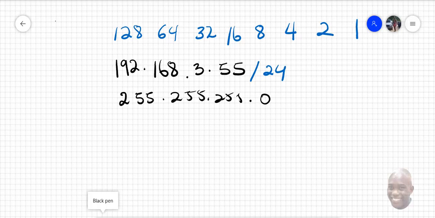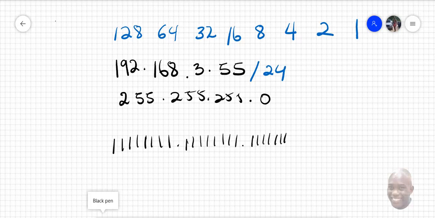255.255.255.0. So if you write this out in binary notation, it means that it will be 1, 1, 1, 1, 1, 1, 1, 1. So that's the first octet, which represents 255. Then 1, 1, 1, 1, 1, 1, 1, 1. That's the next octet. Then 1, 1, 1, 1, 1, 1, 1, 1. That's the third octet. And then the last one is 0, so it'll be eight 0s.